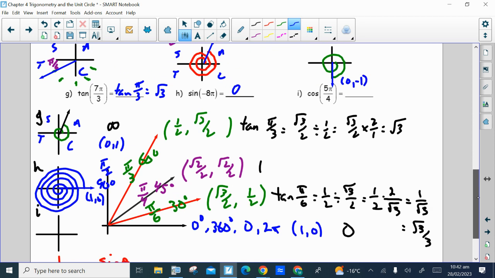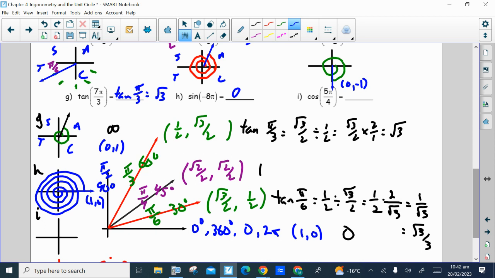So the last one is the cosine of positive 5 pi on 4. So do that one on your own.